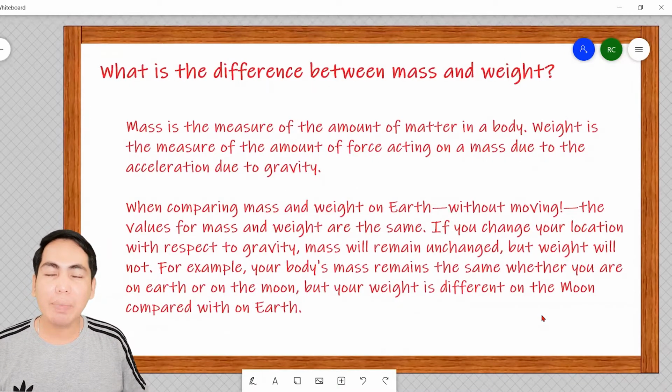What is the difference between mass and weight? Mass is the measure of the amount of matter in a body. Weight is the measure of the amount of force acting on a mass due to the acceleration due to gravity. When comparing mass and weight on Earth without moving, the values for mass and weight are the same. If you change your location with respect to gravity, mass will remain unchanged, but weight will not. For example, your body's mass remains the same whether you are on Earth or on the Moon, but your weight is different on the Moon compared with the Earth.